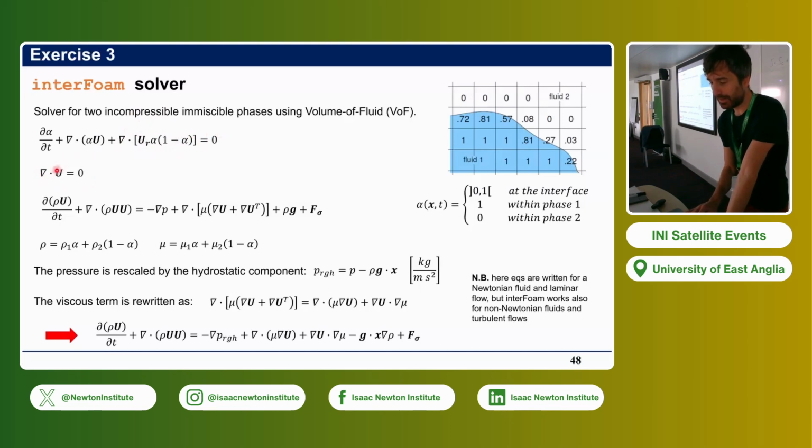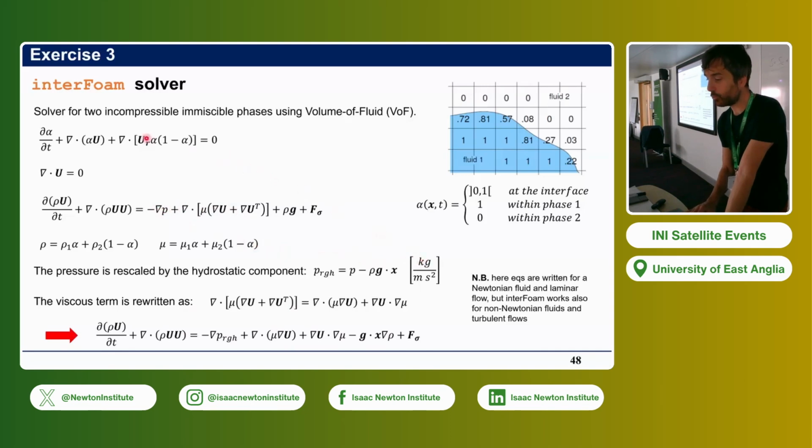Then we have a continuity equation, which, because the densities are constant, turns into a divergence-free condition for the velocity field. The momentum equation that OpenFOAM rewrites in a slightly different way, as you see here at the bottom, but we'll not go into the details of that. But essentially, OpenFOAM rewrites the pressure by removing the hydrostatic component.